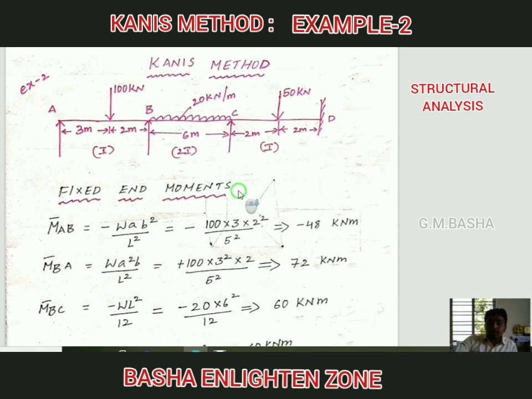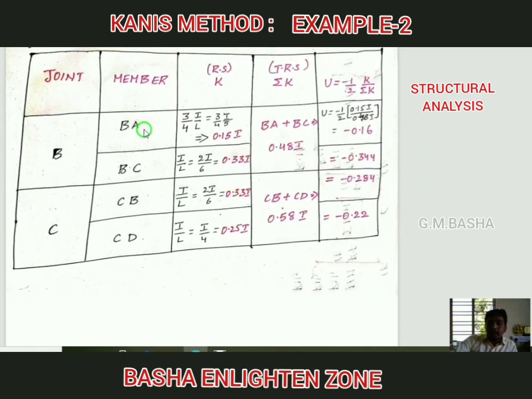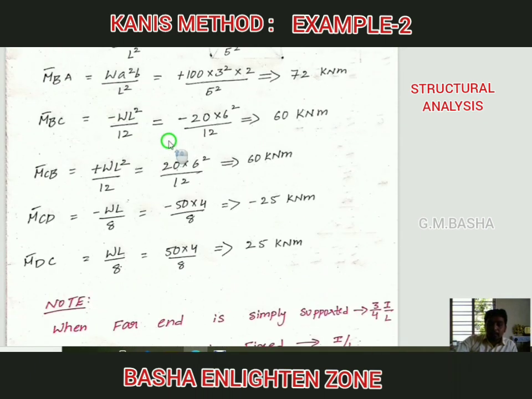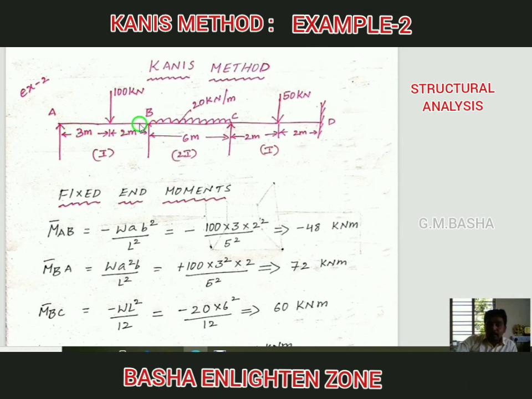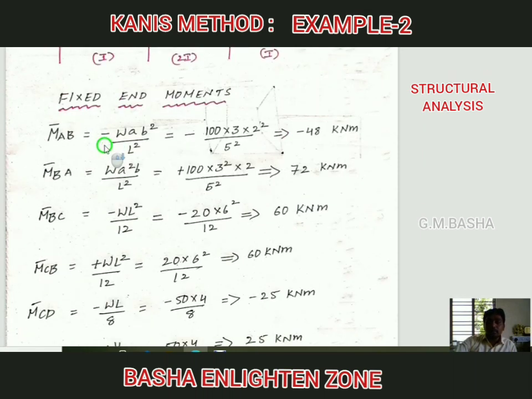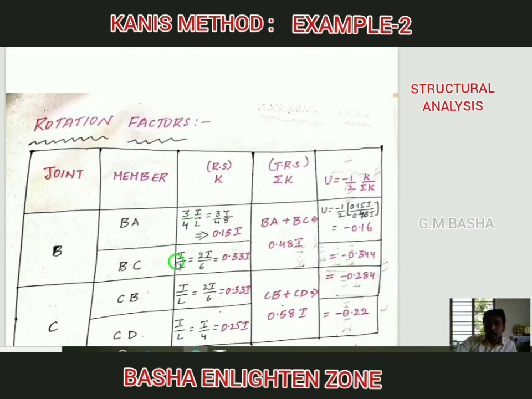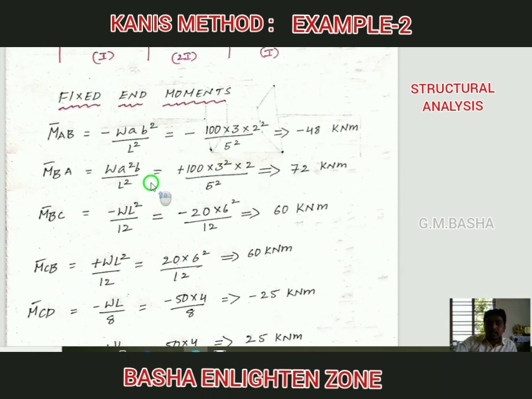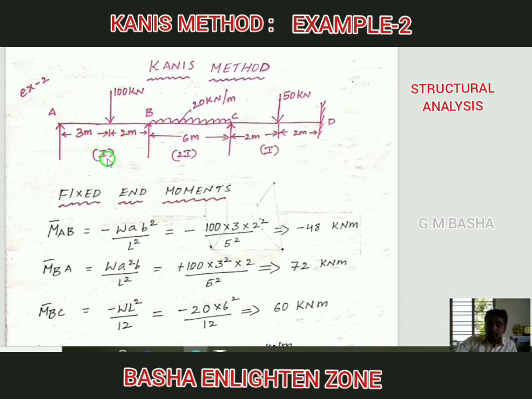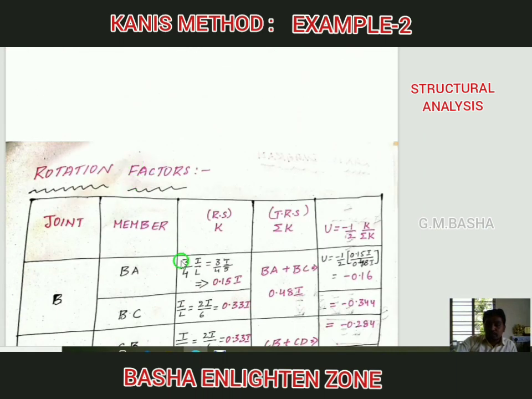See here, I am going for the member BA relative stiffness. For member BA, I am at the B position and looking at A. So for B, A is the far end. Member BA means for B, A is the far end. Here A is simply supported. In that condition, we have to take relative stiffness equal to 3 by 4 times I by L. So write down here like this, 3 by 4 times I by L, where I equal to I, since in the question no property is given. What about L? L equal to the length of this span, that will be equal to 5 meters. So 3 by 4 times I by 5.